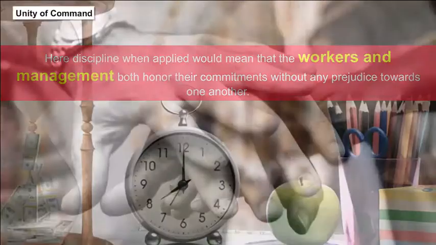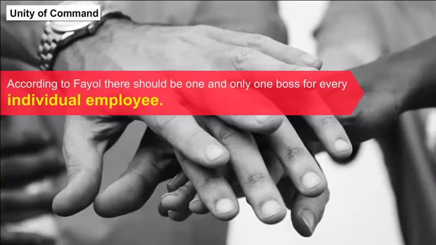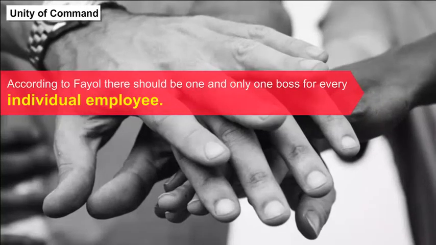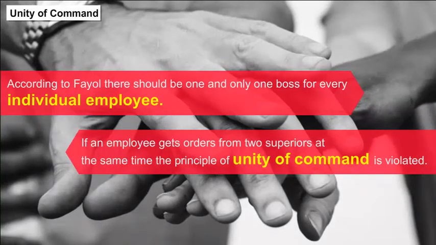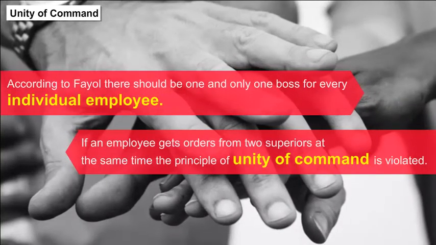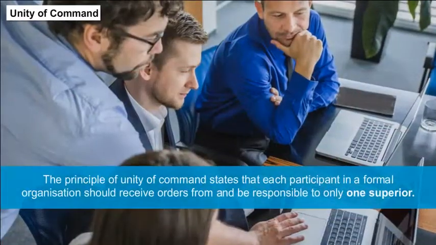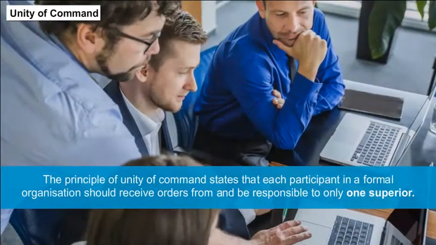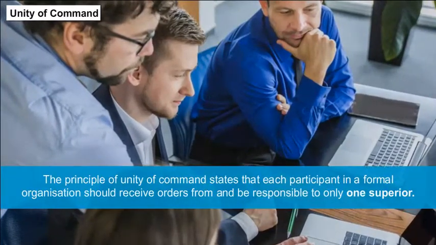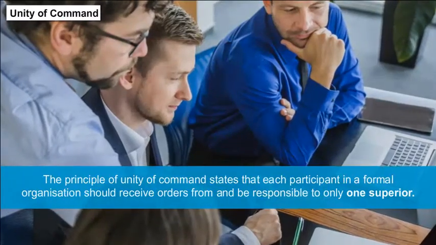Unity of command. According to Fayol, there should be one and only one boss for every individual employee. If an employee gets orders from 2 superiors at the same time, the principle of unity of command is violated. The principle of unity of command states that each participant in a formal organization should receive orders from and be responsible to only one superior.